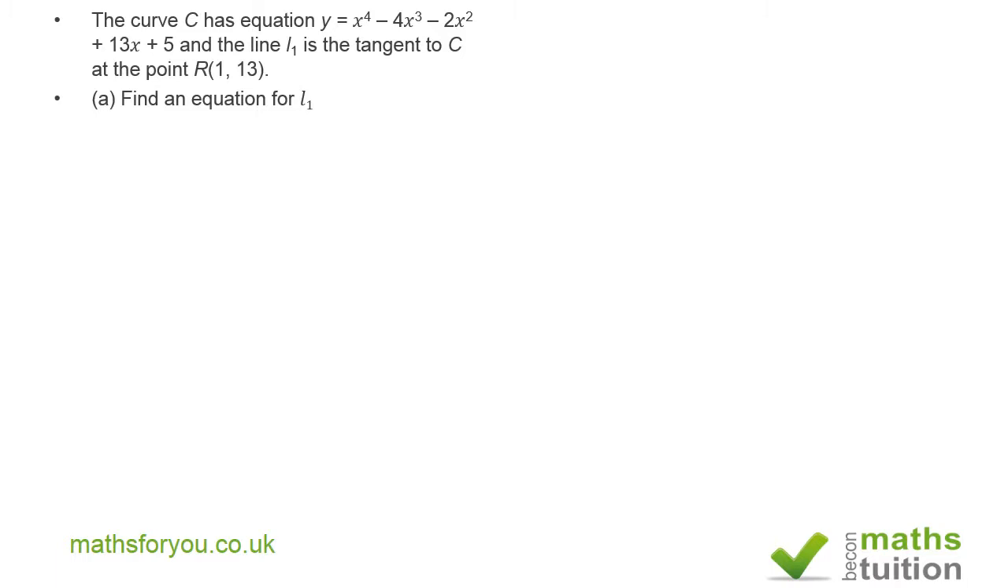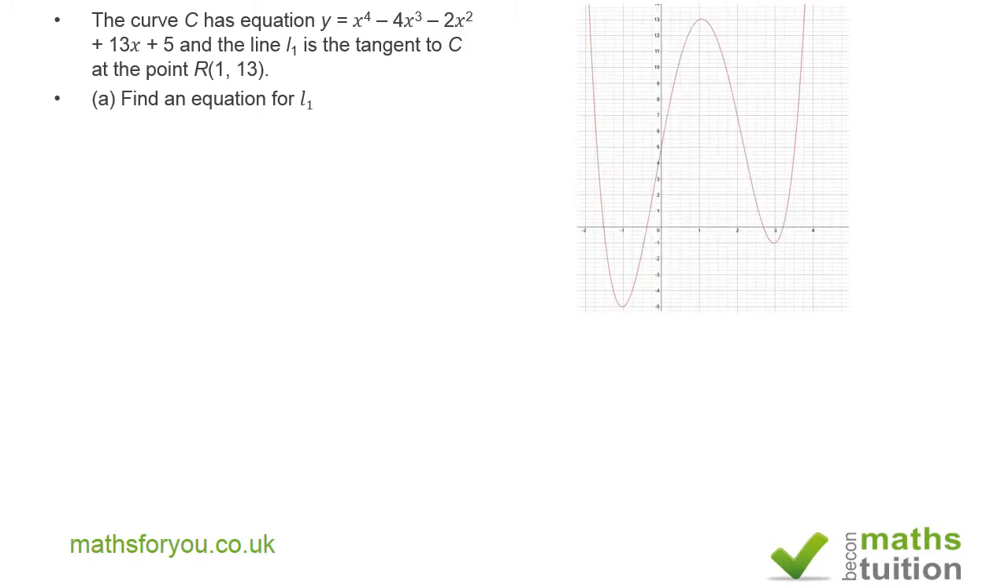Now I think because of the value of this question, 18 marks in total, it wouldn't be a bad idea to use your graphic calculator to sketch out the curve, and hopefully you have something like this. It does help. So we have the equation y is equal to x to the power 4 minus 4x cubed minus 2x squared plus 13x plus 5. Now, because this is a tangent, we need to find the gradient.